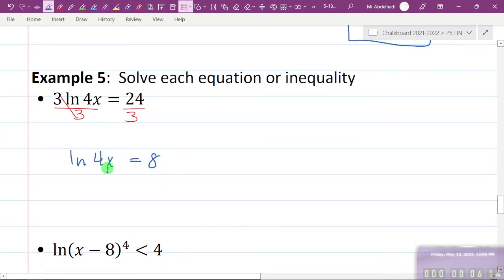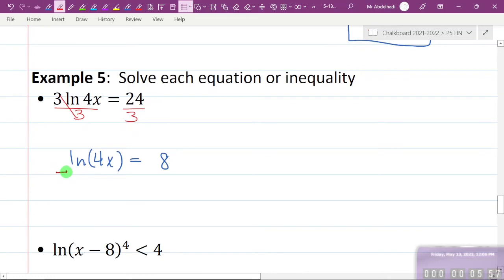And now being stuck in this logarithm is a lot like being stuck in that tower when you're an exponential. You can't get to that 4x. It's locked into the logarithm. So what we can do is this. The same way we can take the logarithm of both sides of an equation, we can actually make both sides a power of e.